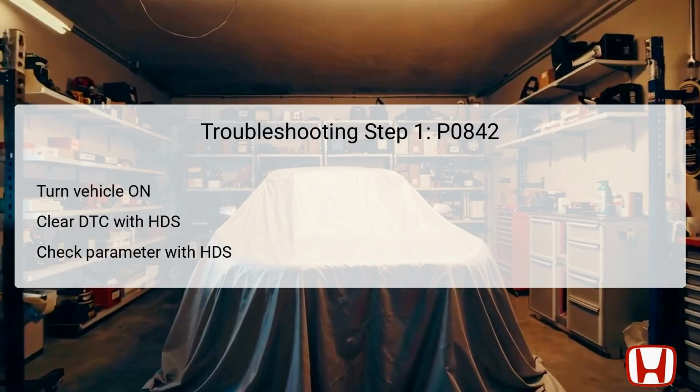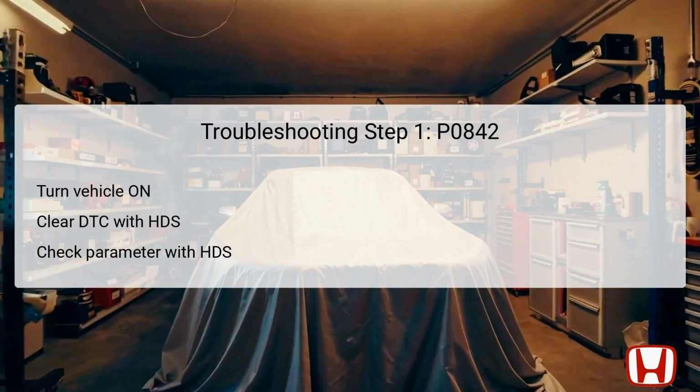The first step in troubleshooting DTC P0842 involves verifying the problem by first turning the vehicle ignition to the on position without starting the engine. This action prepares the vehicle for diagnostics.